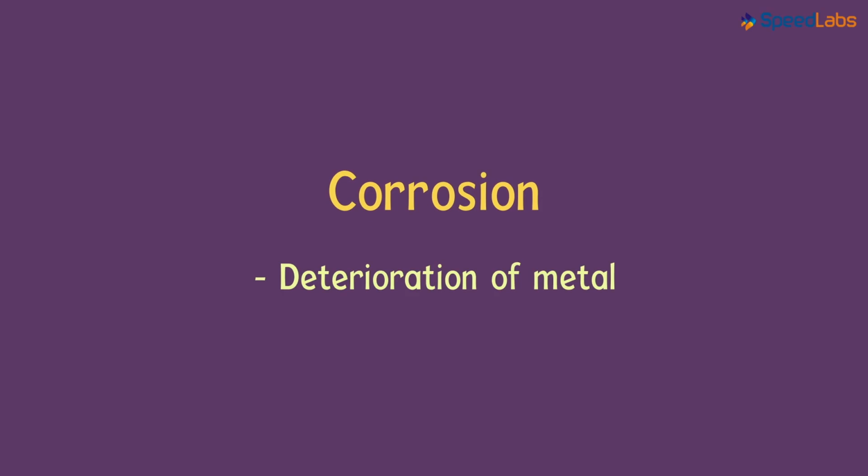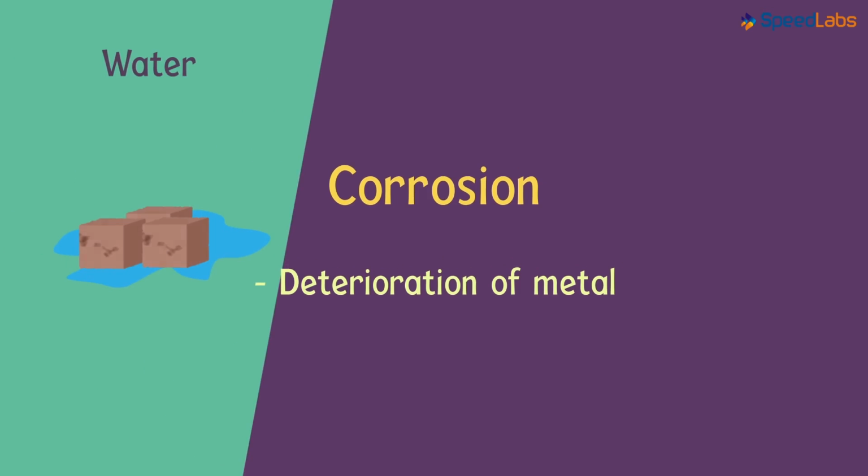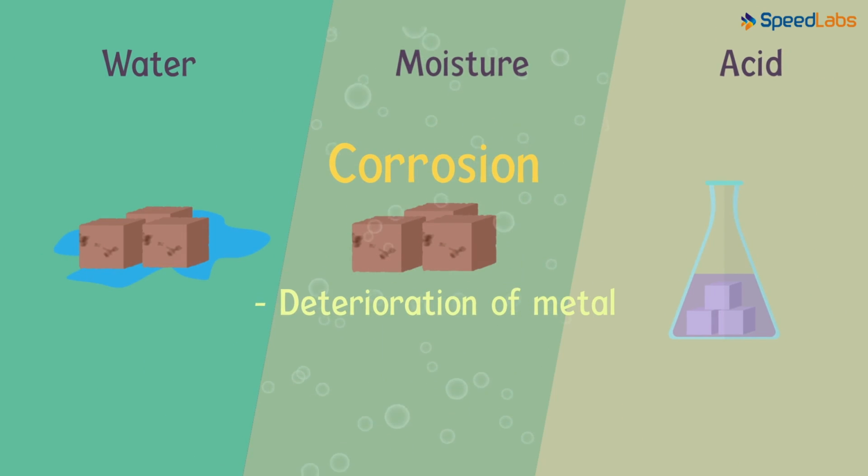Do you remember understanding corrosion? Corrosion is the deterioration of a metal as a result of its chemical reactions with the surrounding environment. The surrounding environment could be water, moisture, or even acids.